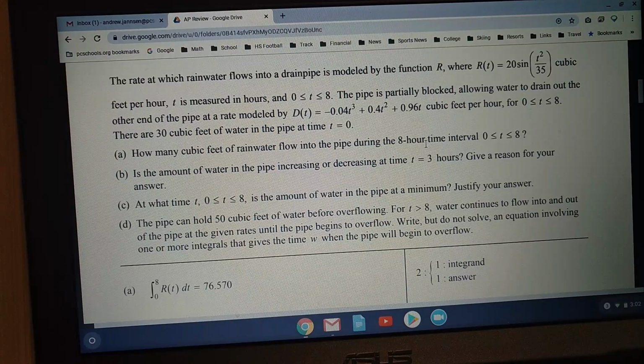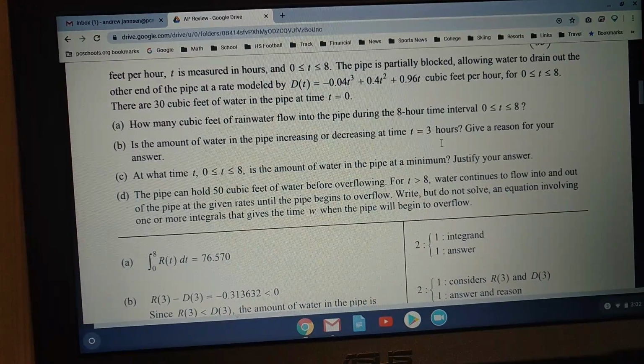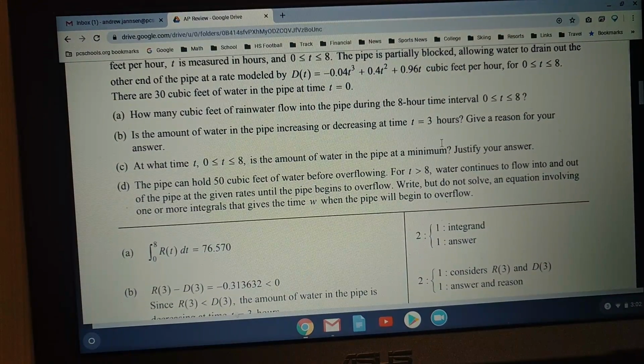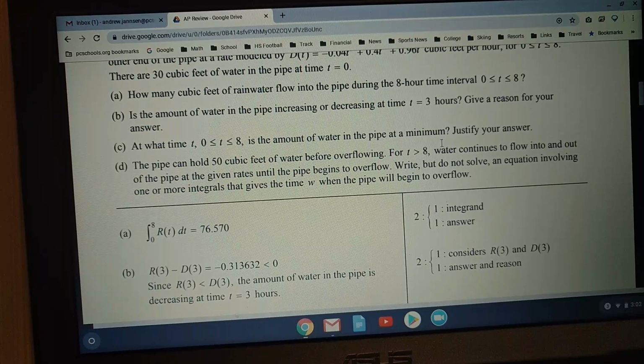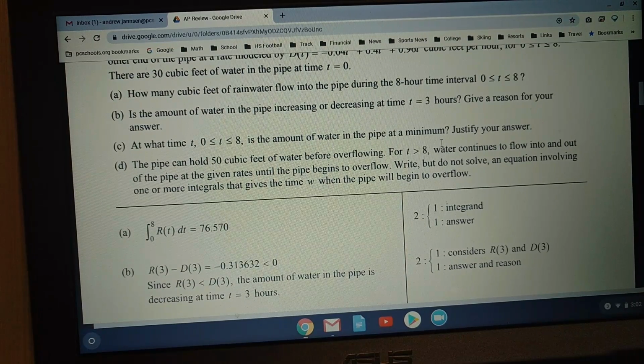Okay, part B: is the amount of water in the pipe increasing or decreasing at a time of 3 hours, and give a reason. So what we have to do is compare the rate in and the rate out at that time. If you compare the rate in, R of 3, and you consider D of 3, the rate out at that time, you get 1 point for simply understanding you have to compare those two.